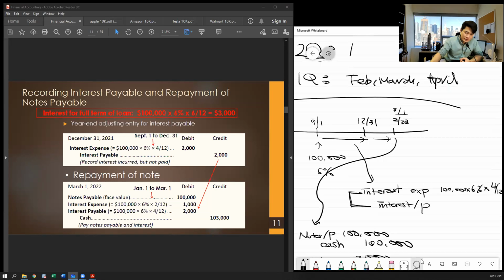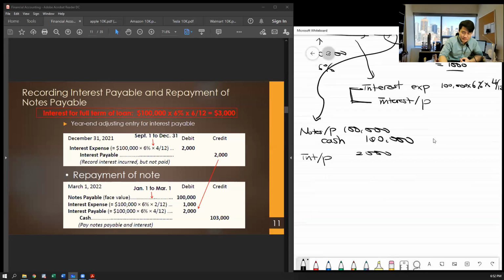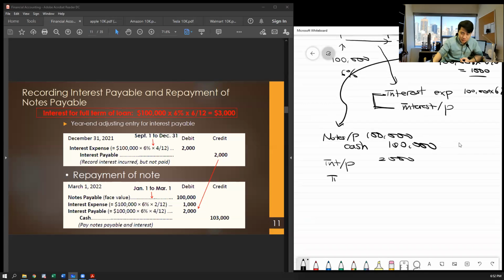And between December 31st and March 1st, there will be some other interest accruing during this period. So you're going to have another interest that's the original 100,000 times 6% times 2/12. The number is 1,000. Okay. So you're going to report another interest expense of 1,000. And you're going to pay back a total of 3,000.